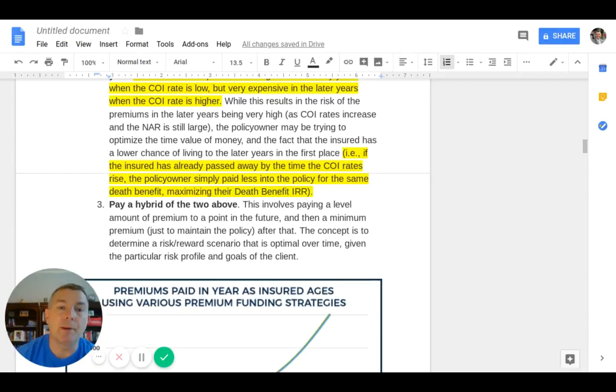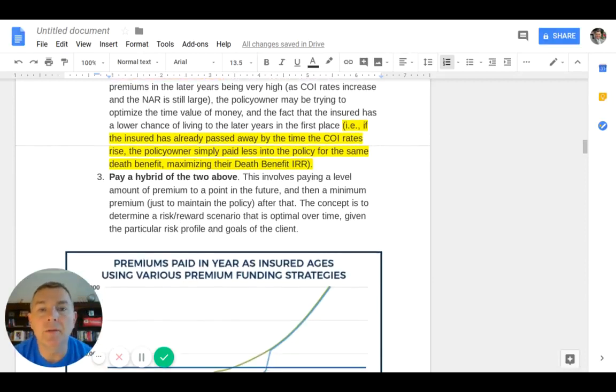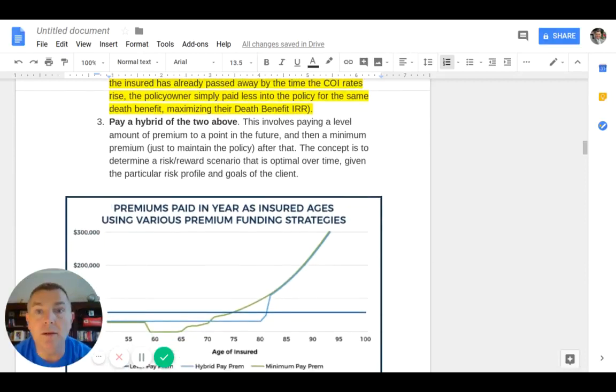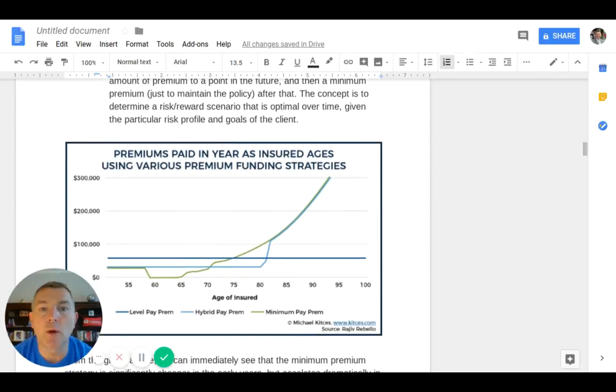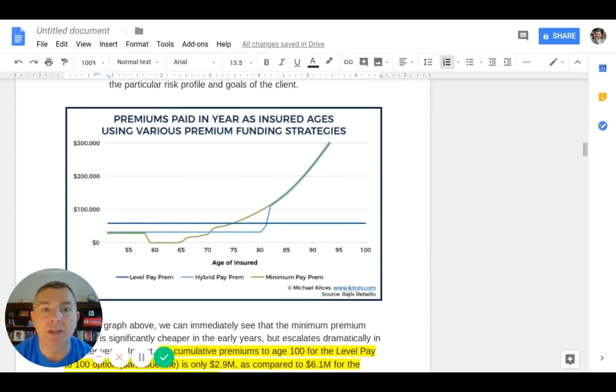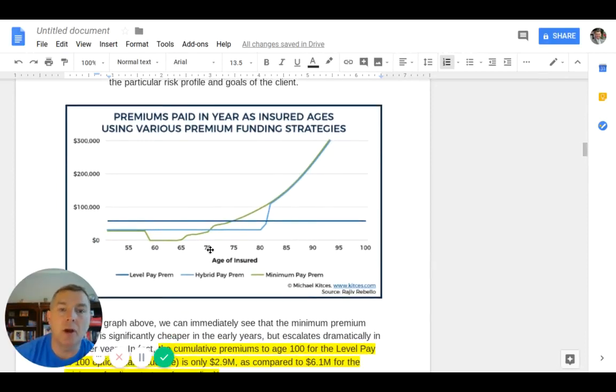Number 3 option, pay a hybrid of the two above. This involves paying a level amount of premium to a point in the future and then a minimum premium just to maintain the policy after that. The concept is to determine a risk-reward scenario that is optimal over time. All right, so here we got in the chart, we're showing you 3 different options.